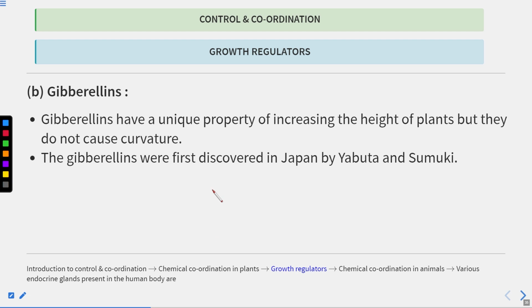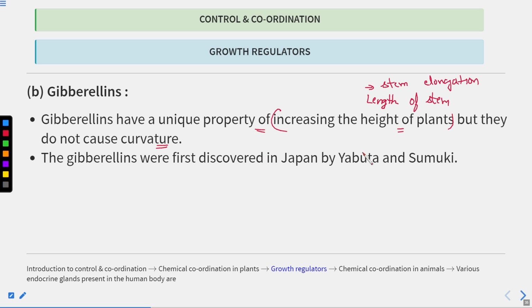Now let's talk about the next hormone, gibberellins. Gibberellins have a unique property of increasing the height of the plant, but they do not cause the curvature. So whenever you apply gibberellins exogenously, it can increase the height of the plant. How can it increase the height of the plant? By increasing the length of the stem. It helps in stem elongation, and that's why the length of the plant also increases.